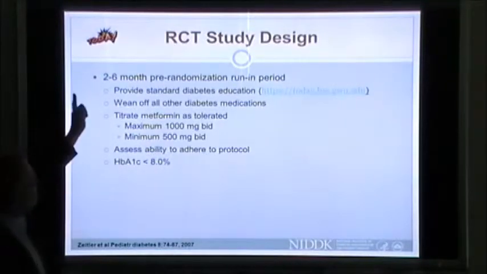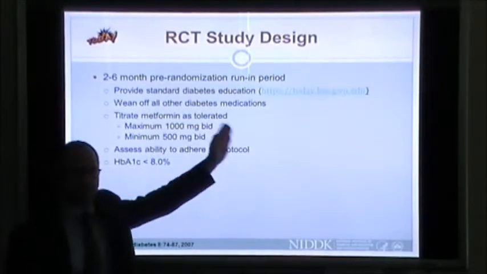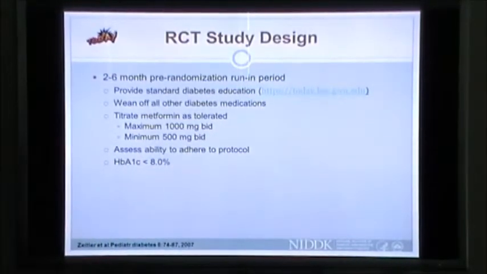So we provided standard diabetes education, and by the way, this is now available for public use on the Today public website. These are beautiful materials designed for children with type 2 diabetes in Spanish and English that are now available for download. If you have a color printer, they're great.